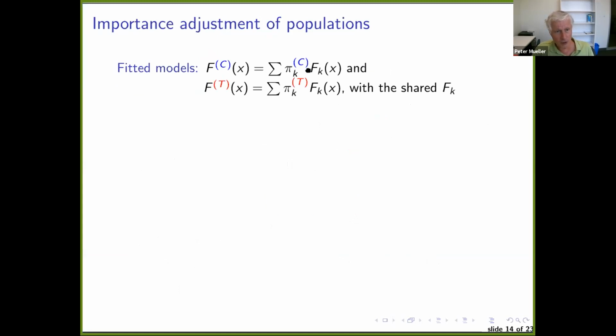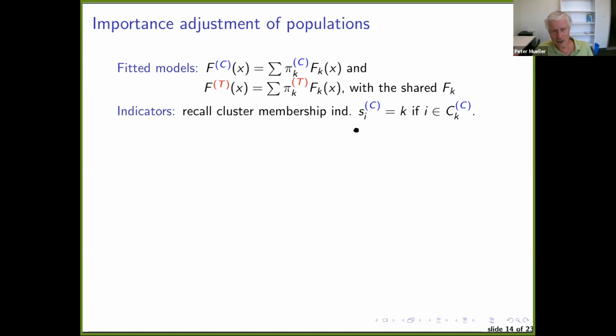And within the mixture models, I'll denote with F sub K the kernel for the kth term in the mixture. Earlier, I wrote it explicitly as P of X given psi sub K. But let's just generically write it as F sub K for the kernel. And important, it's a common atoms mixture, so they share the same kernel. Remember the cluster membership indicators. I might not have highlighted that.